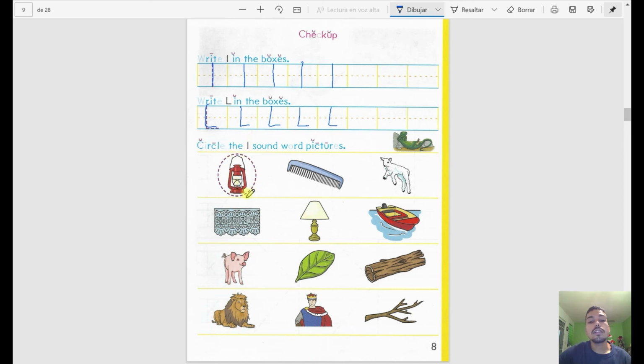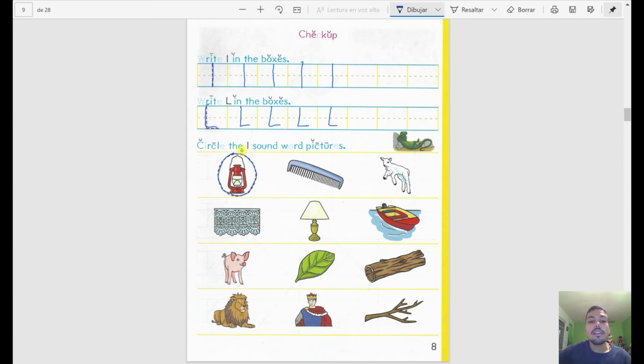Ooh, the first one is done because this is a lantern. Lantern, and lantern has the sound ooh, so we have to trace the circle. Tenemos que trazar el círculo, trace the circle porque sí tiene el sonido.